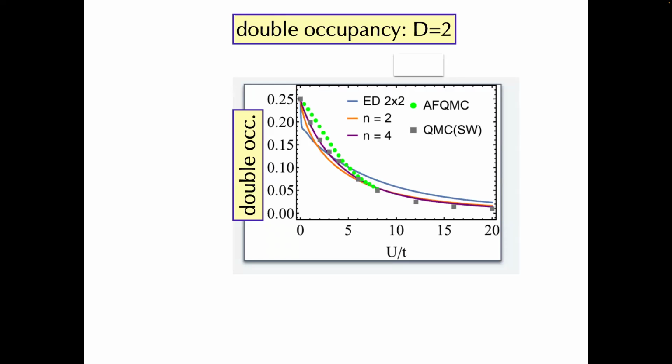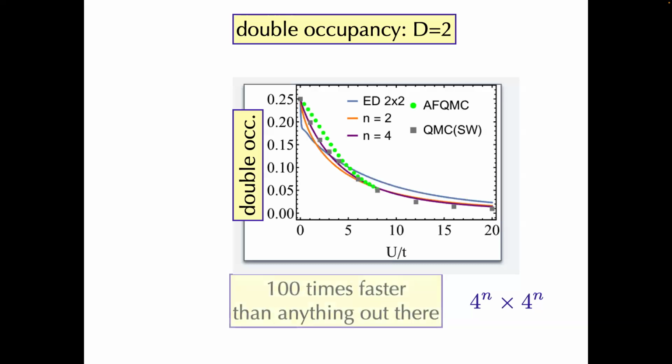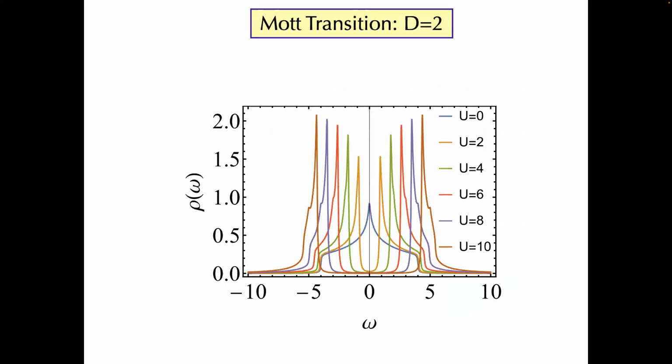As you see, this is 4, and this is 2. You get closer to the exact results right here as you increase the number of orbitals. Now, the complexity here is this. We are considerably faster than anything else. Okay, now let's look at the Mott transition.